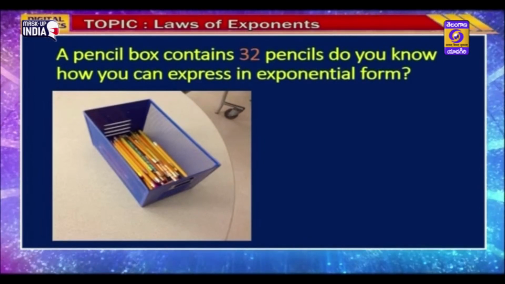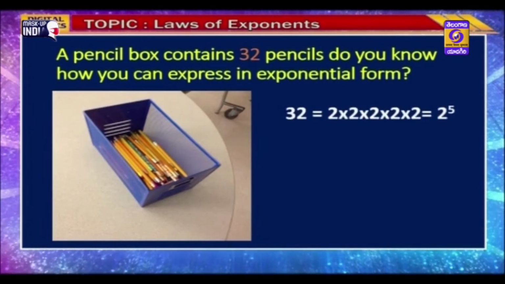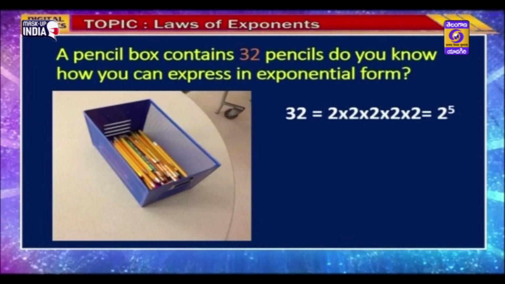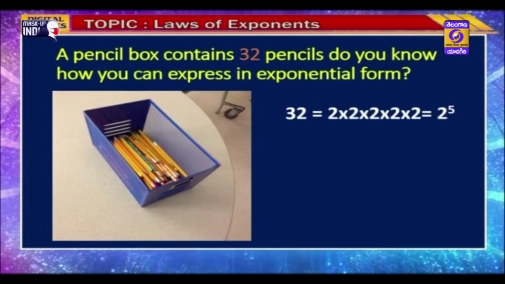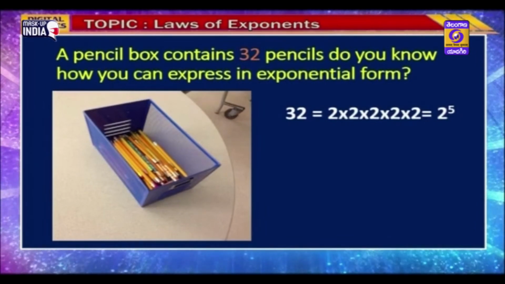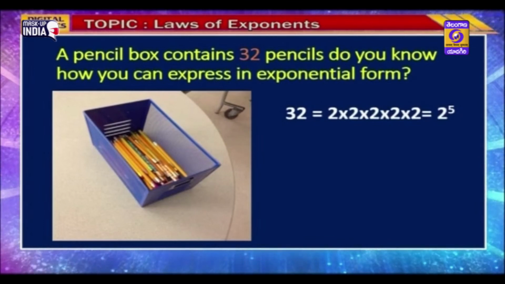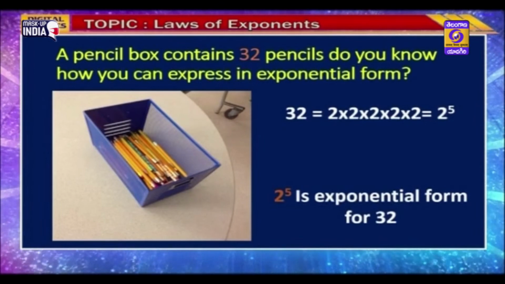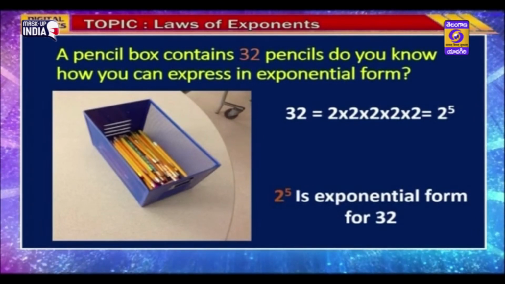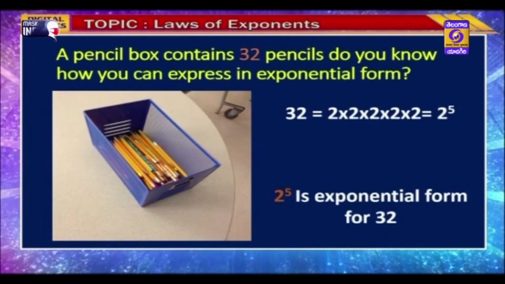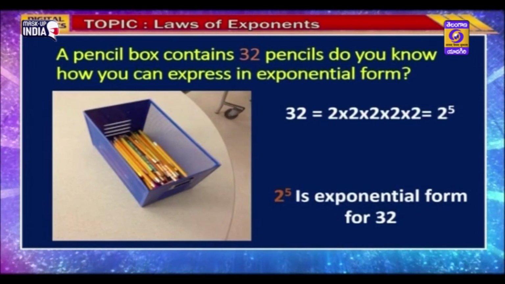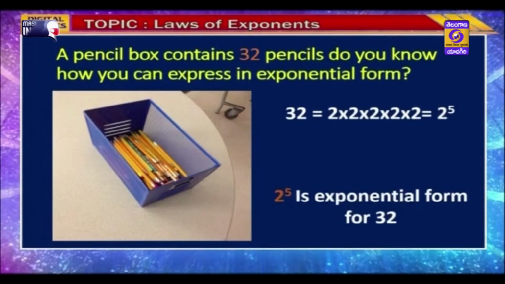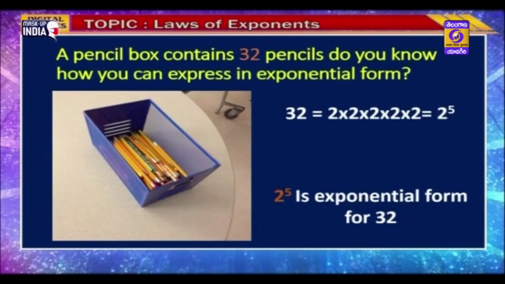Is it possible? Yes, 32 can be written as 2 into 2 into 2 into 2 into 2. How many 2's are multiplied? There are 5 2's multiplied. So you can write it as 2 to the power of 5, and 2 to the power of 5 is an exponential form for 32. So 32 can be represented as 2 to the power of 5, or you can say 2 raised to the power of 5.